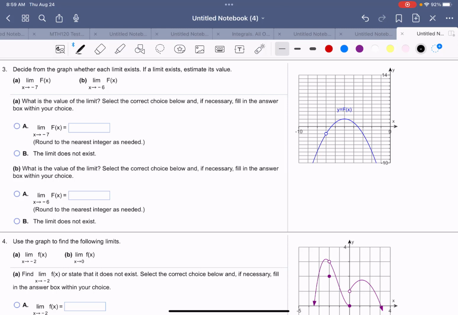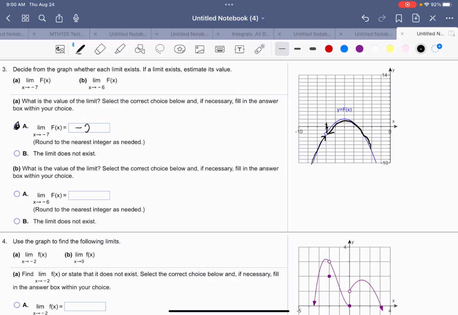All right, so we're going to get on our x number line here, and we're going to find negative 7. So negative 1, negative 2, negative 3, negative 4, negative 5, negative 6, negative 7. So we're talking about what's happening here. Now you'll notice that as we come in from the left, it's going to that point. And as we come in from the right, it's going to the same place. Doesn't matter that there's a hole. That limit right there at negative 7 is going to be negative 2.